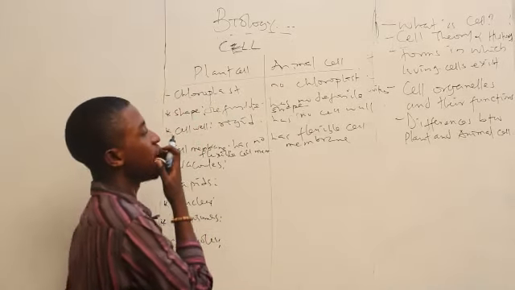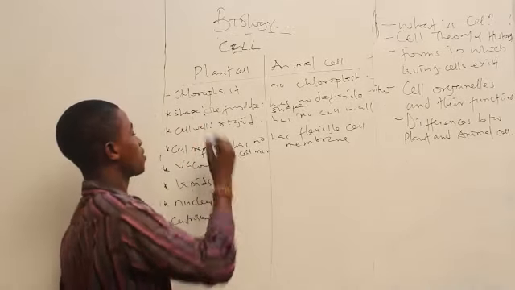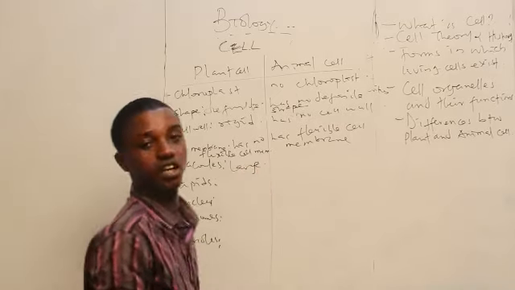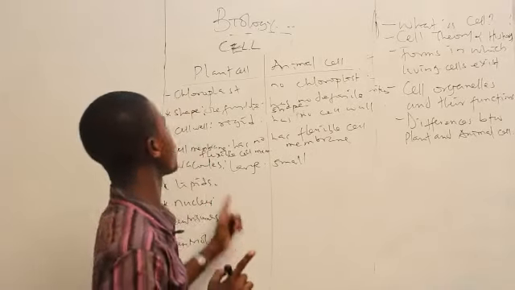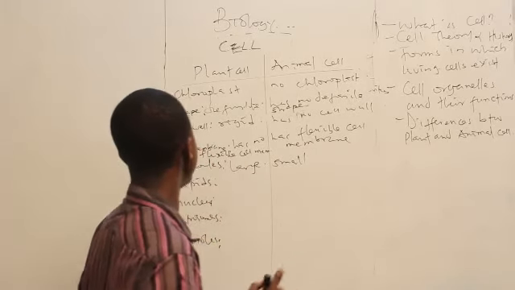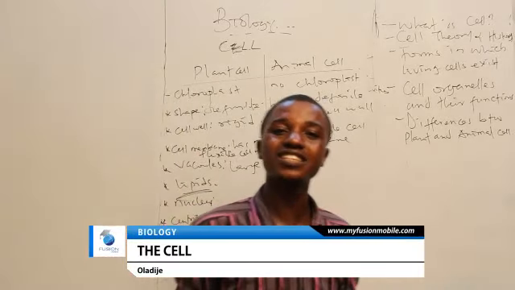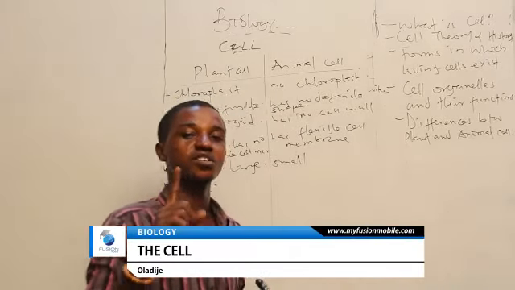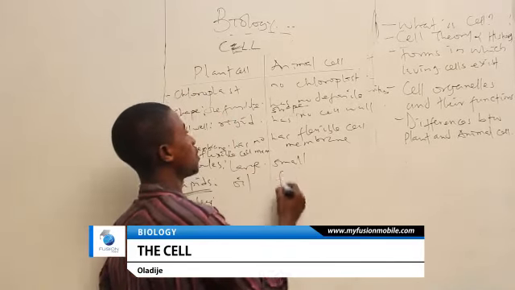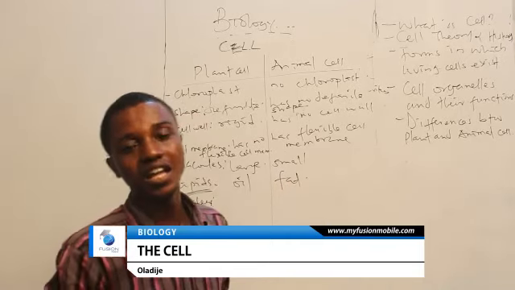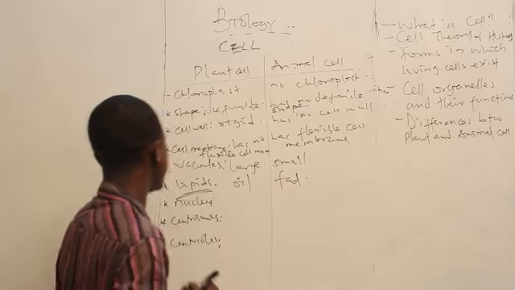The vacuoles. Now, what is the basic difference between the vacuoles of plant cell and that of animal cell? The vacuoles of plant cells are very large, while those of animal cell are small. Take note. Lipid. Lipid is generally known as fat and oil. How is lipid stored in plants and how is lipid stored in animals? Lipid is stored as oil in plants, while it is stored as fat in animals.